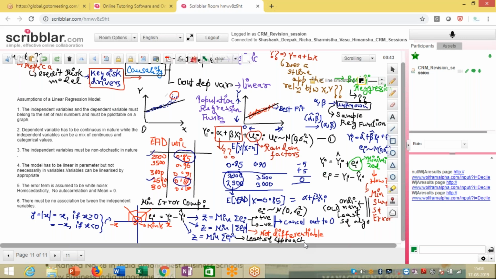Just a quick question, guys. Especially for those people who had joined in from the other batch: were these parts discussed in that batch when you were doing scorecards and all? These aspects of the linear regression model.